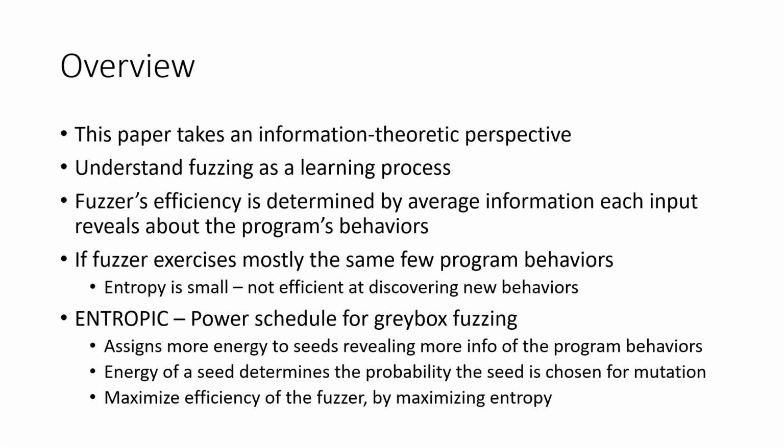So they propose a new fuzzer called Entropic, and it's basically just modifying the power schedule for gray box fuzzing, which we'll go through later. What it does is assign more energy to seeds that reveal more information about the program behaviors. And because the energy of a seed determines the probability that that seed is chosen for mutation, if a seed has more energy, it helps to maximize the efficiency of the fuzzer.